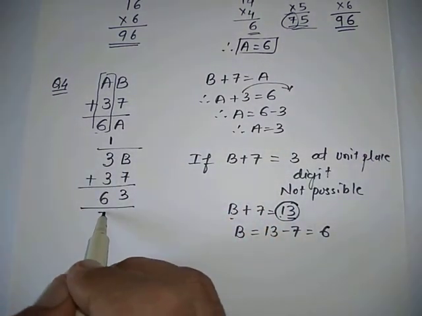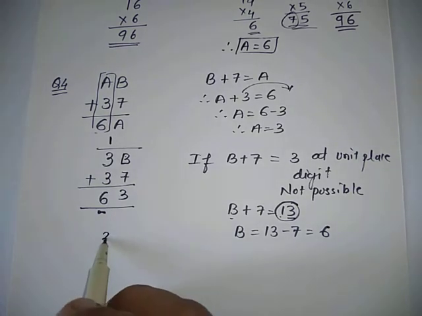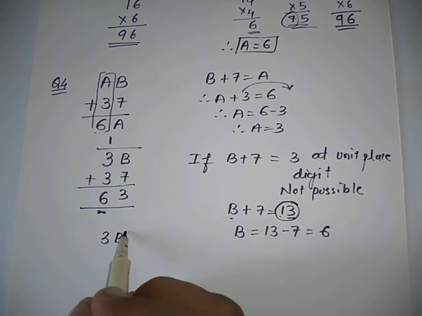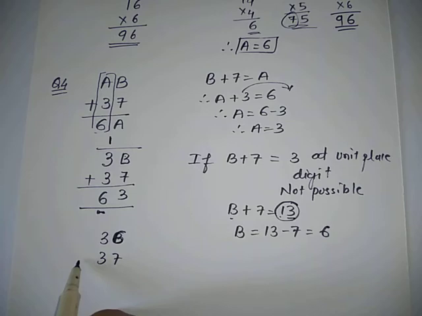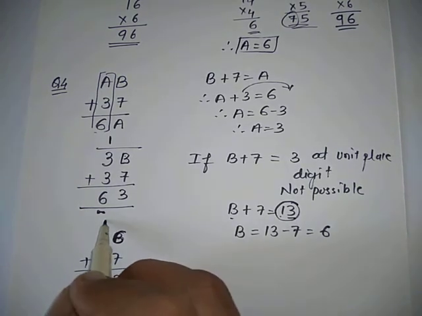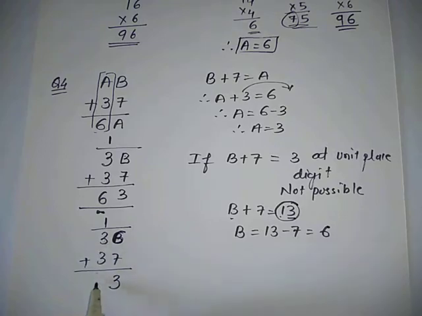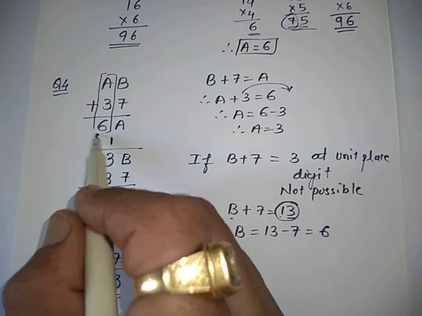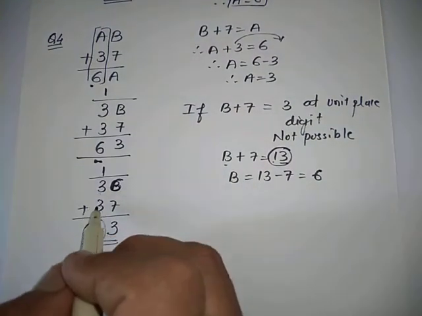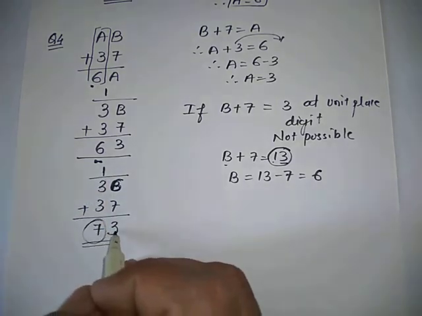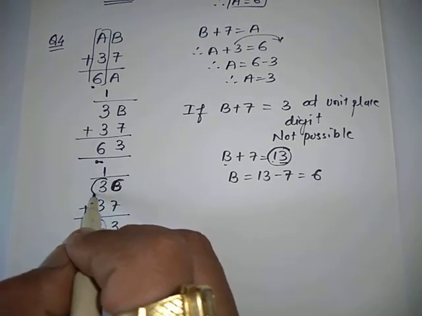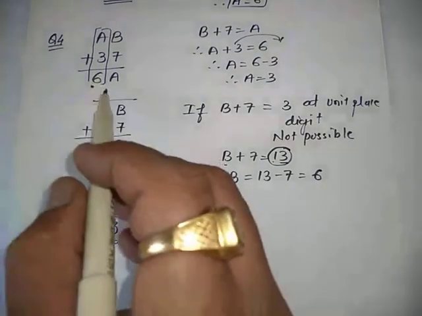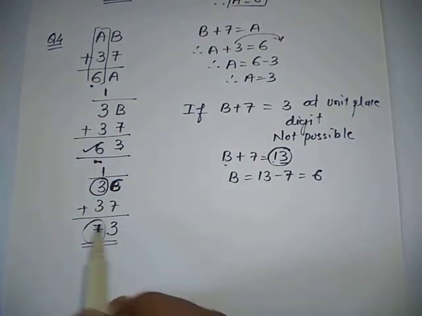Here it will become, what will it become? 3B. In place of B, if I take 6, then 37, I'm getting 3 is okay, but the carry will come. So it will change the figure and it will become 73, which is not possible because they have already given 6. So we have to take such a number. We cannot change this 3, we cannot change this carry, 3 was coming perfect. So I need to change the value of A over here.